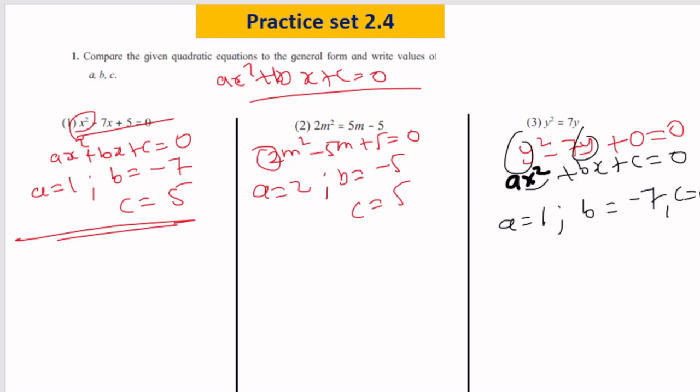It's very easy. So in the next session, we will cover question number 2, where we have to utilize this formula.